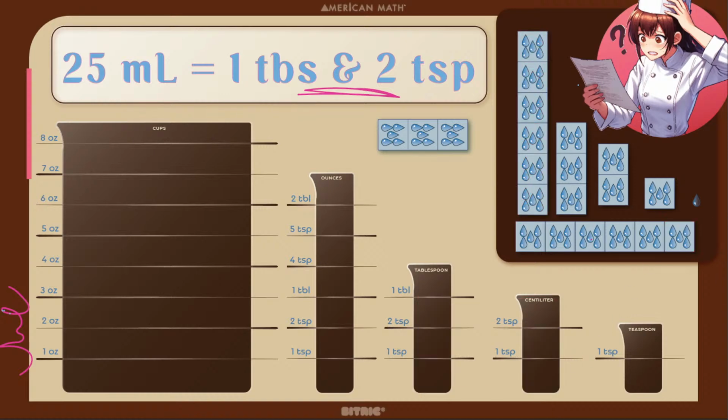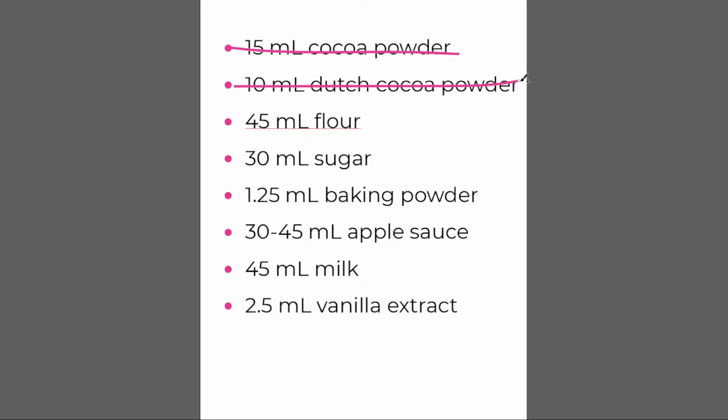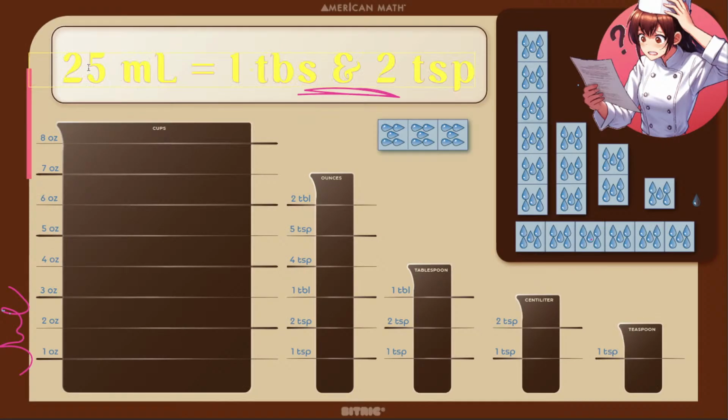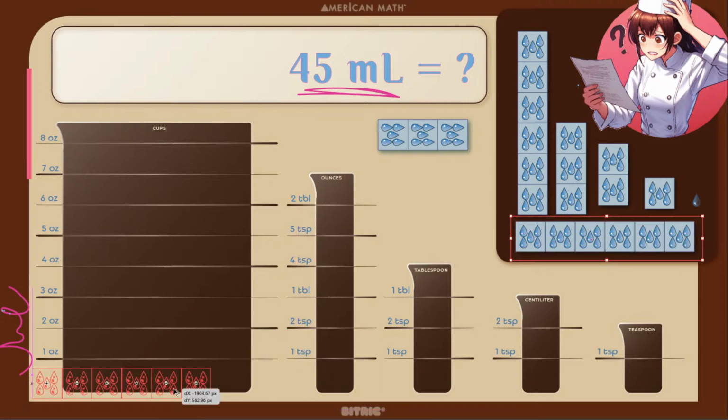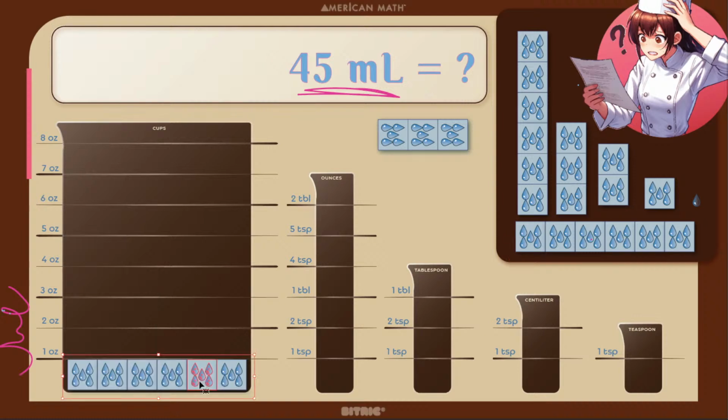All right, next up, we have 45 milliliters of flour. So let's go ahead and place that. First, we know there is 15 milliliters in a tablespoon, and an ounce has 2 tablespoons. So 15 plus 15 is 30. We know 30 can go into 45 once, so let's put our 30 milliliters, which is an ounce, into our cup. Now all we need left out of that is 15 milliliters.